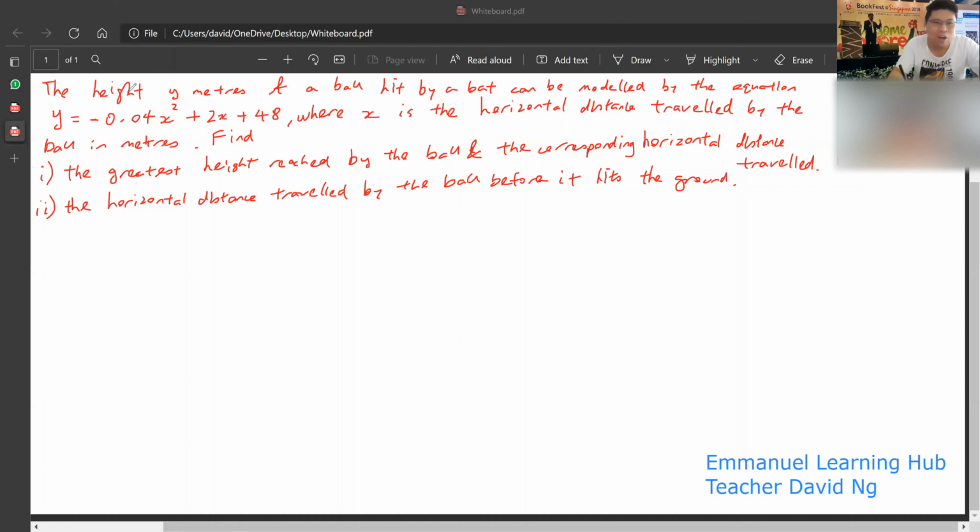I understand. Okay, the height y meters of a ball hit by a bat can be modeled by the equation y equals negative 0.04x squared plus 2x plus 48, where x is the horizontal distance traveled by the ball in meters. Find the greatest height reached by the ball and the corresponding horizontal distance traveled. So what are they asking?